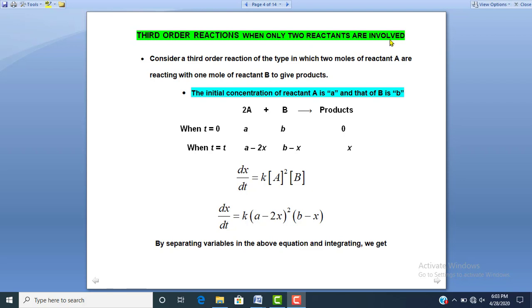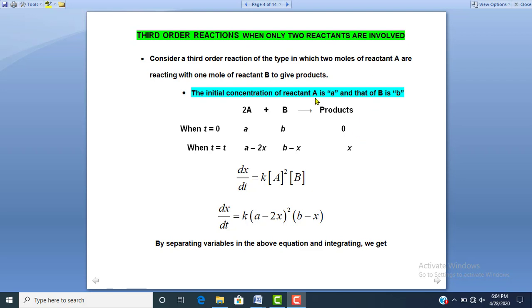Here one point is very interesting: the order of reaction is 3, but the reactants involved are only 2. In general, we suppose that since the reaction is third order, there should be 3 reactants. Yes, there are 3 molecules involved, but 2 of them have the same concentration A and the third is different. This topic is a little bit different from my previous lecture number 5, because this is a third order reaction when only two reactants are involved.